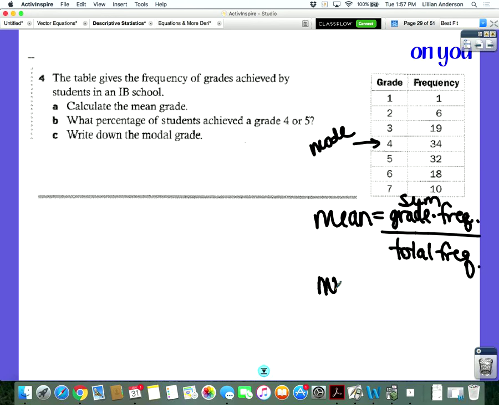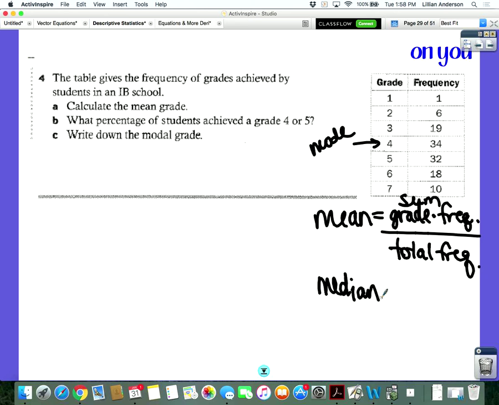How would you find your median? I know it doesn't ask this in this particular question, but how would you find your median in a frequency table? What does median mean? The middle number. The middle. And so instead of listing out 1, 2, 2, 2, 2, 2, 2, 3, 19 times, 4, 34 times, 5, 32 times, 6, 18 times and 7, 10 times, and then trying to go back and forth to cross out, there's another way you can do that.